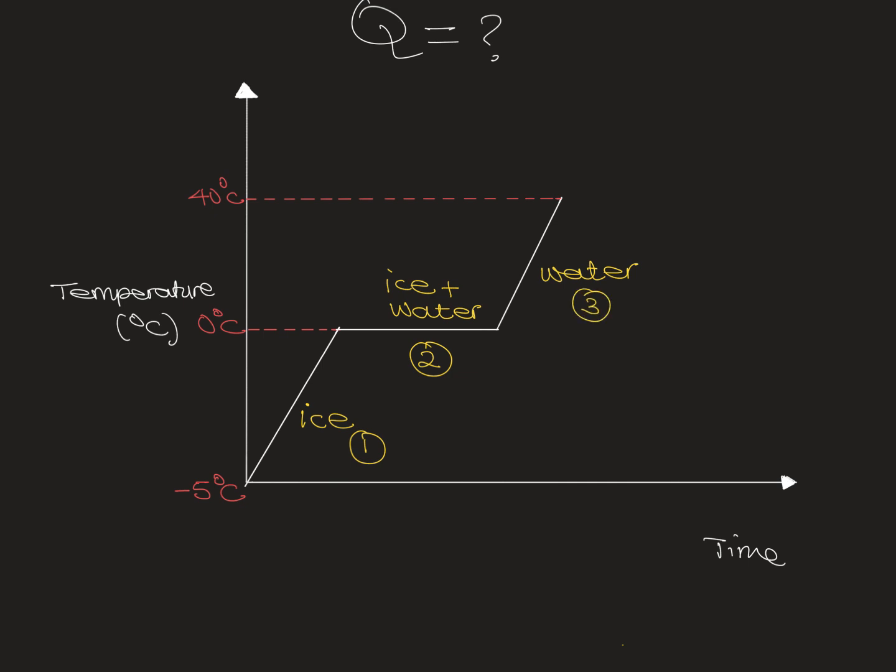So we are going to calculate the individual energies or quantity of heat for all these stages. The total is what will tell us the total amount of energy that is needed for the transition from minus 5 degrees Celsius to 40 degrees Celsius.